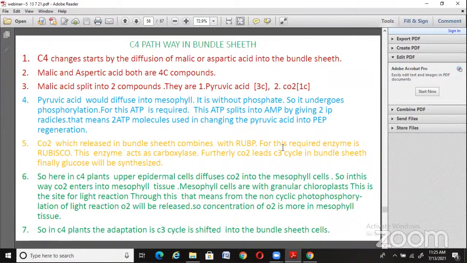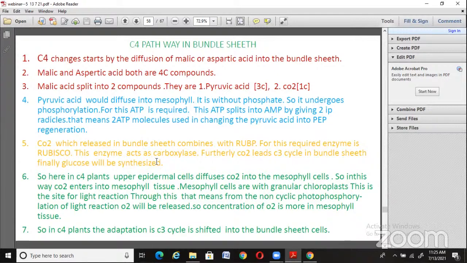And for this, it requires an enzyme like Rubisco. What is Rubisco, or RuBP carboxylase? Why? Because here CO2 is accepted by RuBP. The carboxylation reaction is taking place in the bundle sheath cells. That's why here Rubisco acts as a carboxylase.